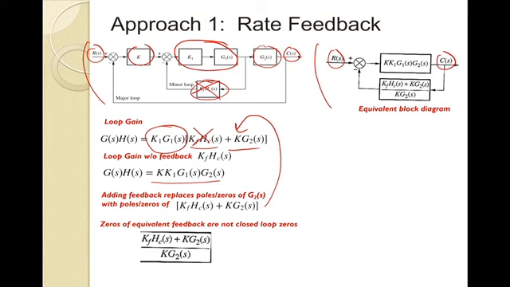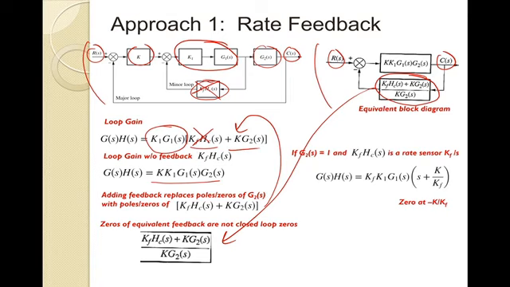The zeros of the equivalent feedback are not going to be the closed loop zeros. Looking at our equivalent block diagram, and this feedback path that I showed here, that's what I'm going to have there. So the zeros of the equivalent feedback are not going to be the closed loop zeros. That's going to be very important as we go through and look at this approach. Now, if we make G2 right here equal to 1, and if we say our K_F H_C feedback is a rate sensor, for example K_F over s, we could change our loop gain and make those substitutions in here. Let's just clean up some ink.